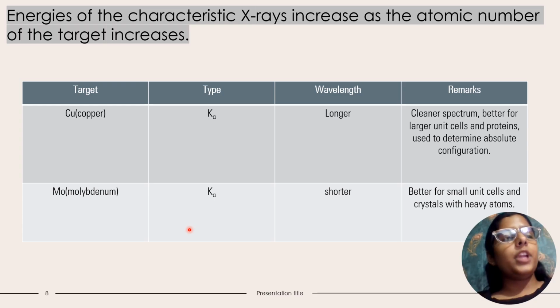Also, the molybdenum radiation is weakly absorbed by atoms with atomic number larger than 25, and that is why it is useful for determining the structures of crystals with smaller unit cells and heavy atoms. The heavy atoms do not absorb much of the molybdenum radiation, which means we can get a cleaner spectrum to determine the structure of the crystal. For crystals in which heavy atom information is not required, we use molybdenum as a target.